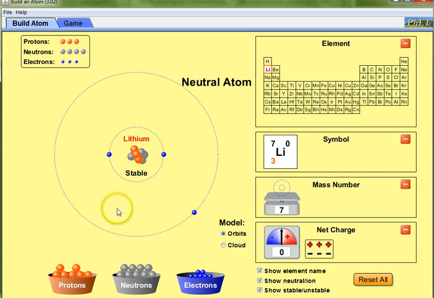What do you call it? So this is lithium 6, and this is lithium 7. What is the relationship between lithium 6 and lithium 7? What are they called? Isotopes. Do you guys remember that? Okay, so they are called isotopes of each other.